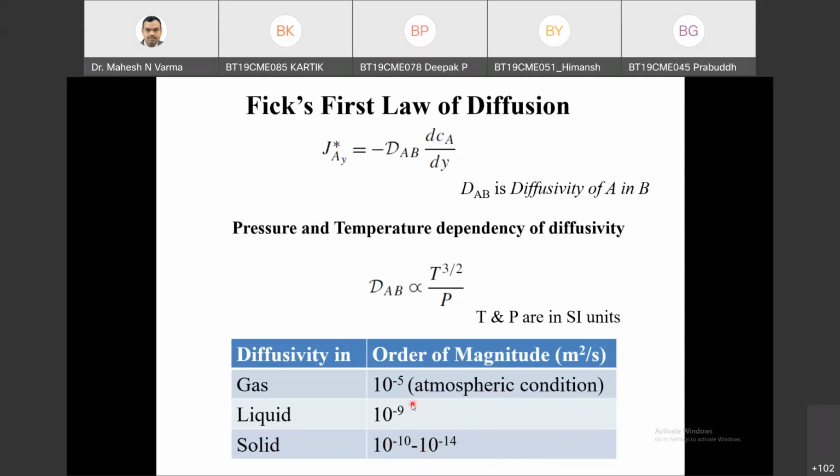When I am discussing diffusivity of any compound in liquid, it will be in 10 raised to minus 8.